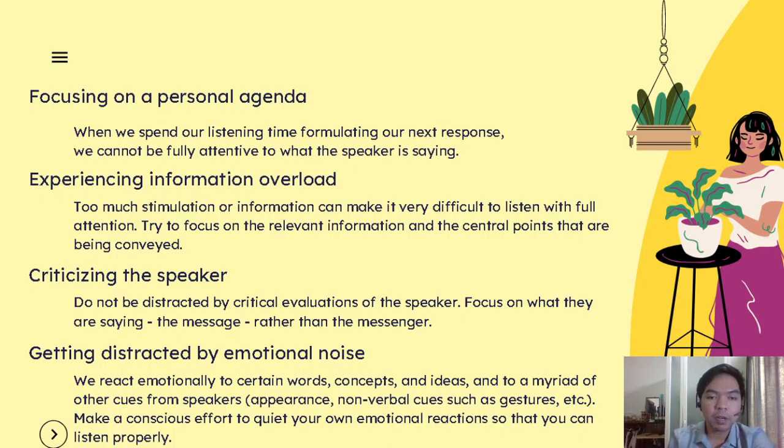Okay, next is experiencing information overload. Too much stimulation or information can make it very difficult to listen with full attention. Try to focus on the relevant information and central points that are being conveyed. What I do, especially in seminars or lectures that are very long, is I only focus on the main ideas or the major points. So for example, in this slide alone, there are a lot of words and sentences. So what I do is I focus on the main point, which is for example the barrier: focusing on a personal agenda.